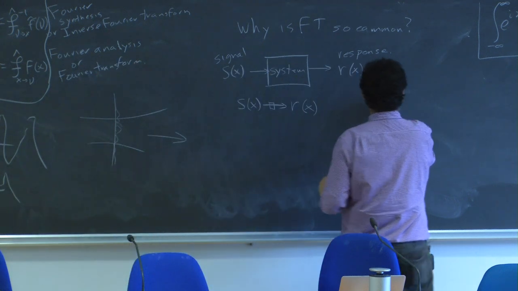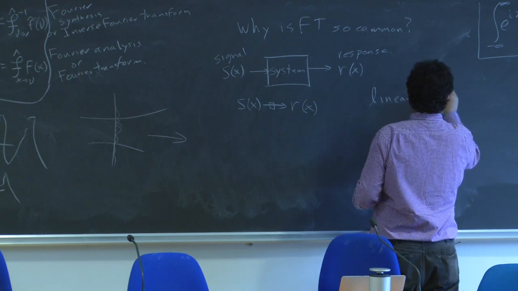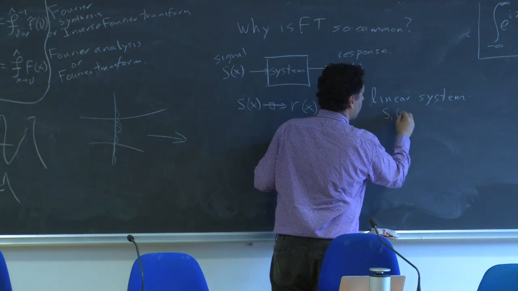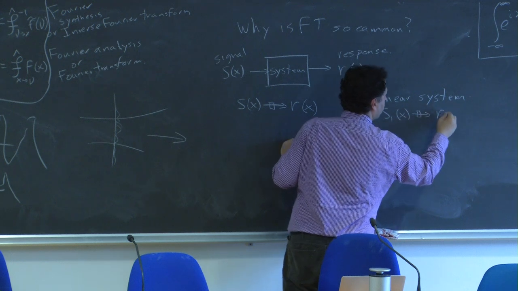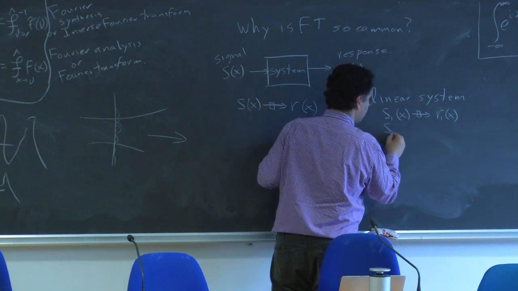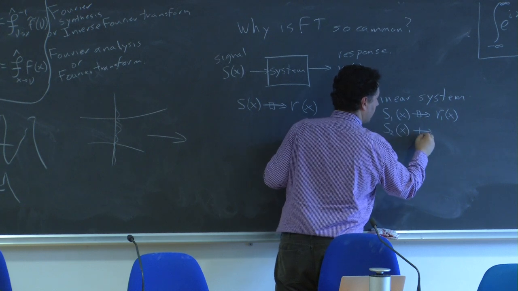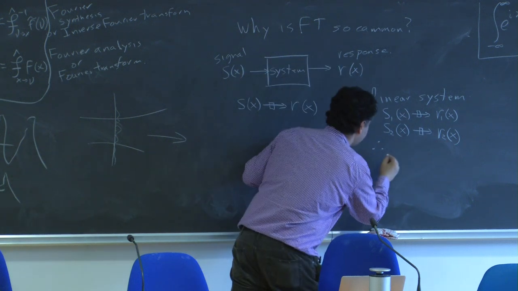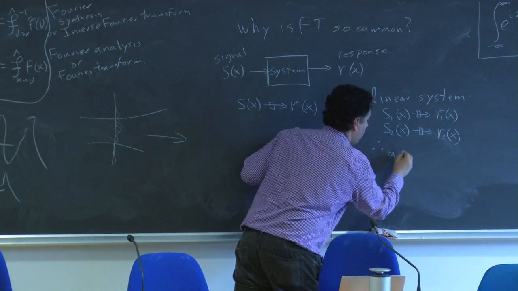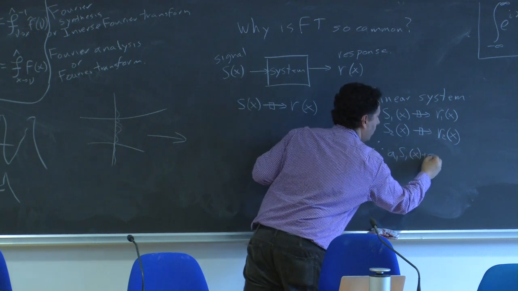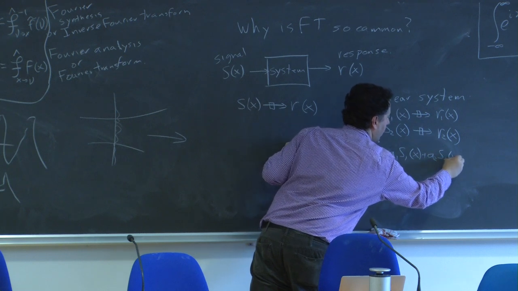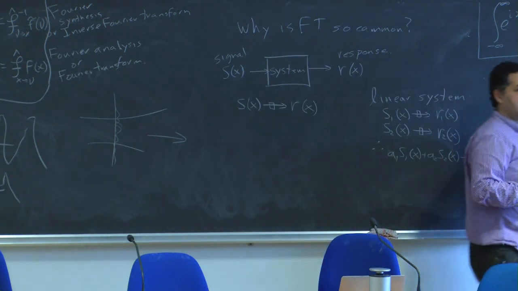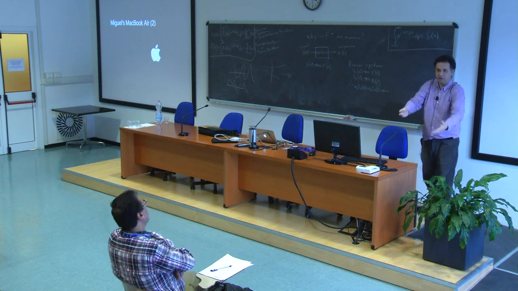Now, the system is linear. This means what? If I have signal 1, which gives me response 1, and I have signal 2, which gives me response 2, then if I inject in my system some amount of signal 1 plus another amount of signal 2, what do I get? The same for the response. That's the system is linear. So if I double my signal, I double my response.